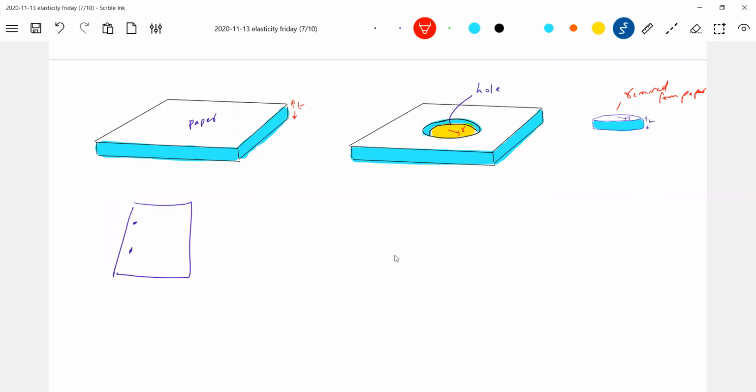Now you see this one. This much is the quantity removed from the paper. What force should I apply? Here I directly go for the surface area: 2 pi r into t.